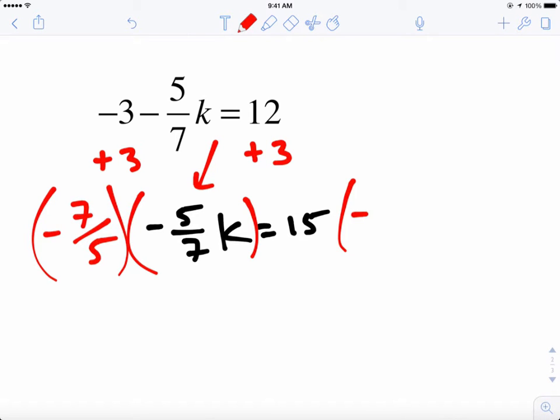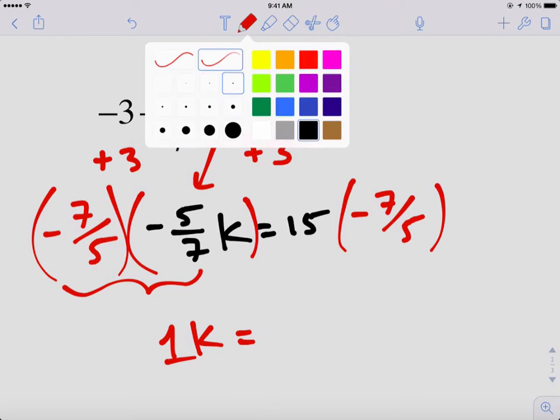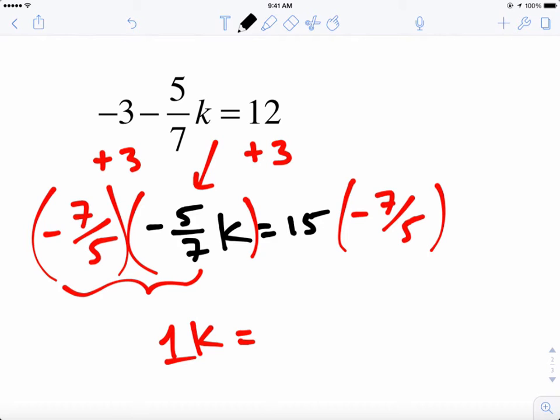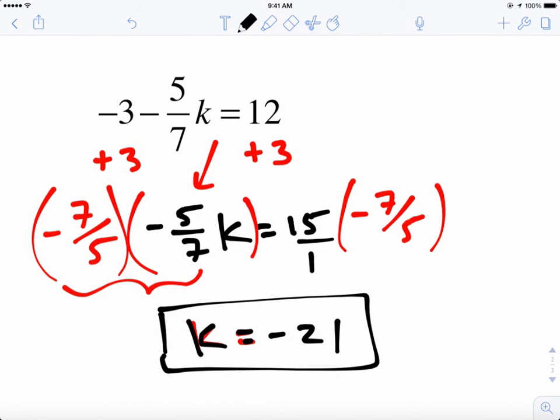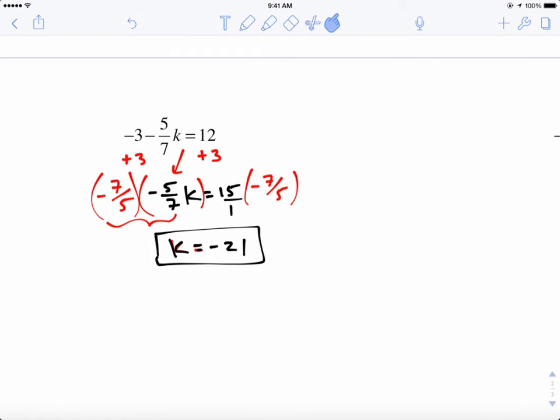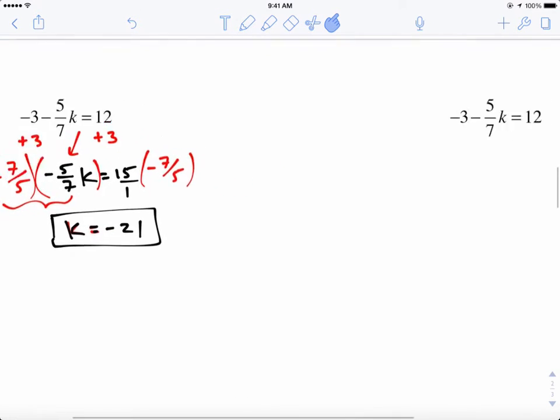Awesome. We know that negative 7/5 multiplied by negative 5/7 will yield us 1. So we've got 1k equals, let's see, 15 times negative 7/5. A little simplifying. I think it's going to be negative 21. So our solution in this case is that k equals negative 21. Phenomenal. Some students like to take a slightly different route, which involves what I would call clearing fractions.